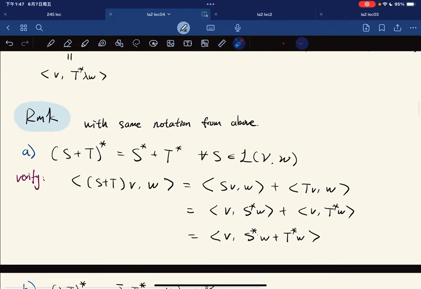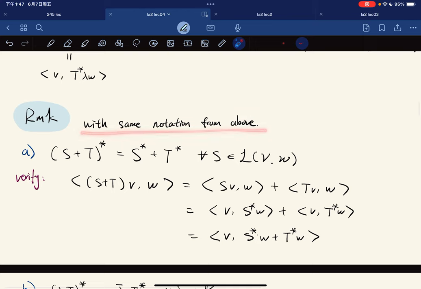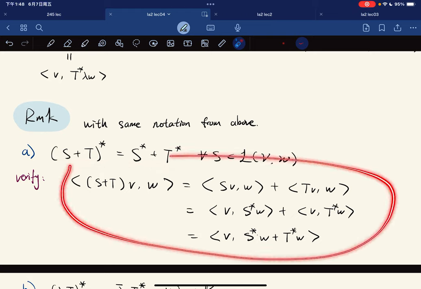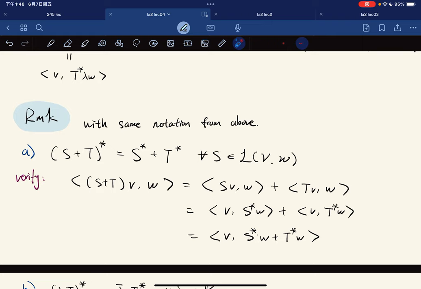Some remarks. With the same notation as above, we have this property: (S plus T) star is S star plus T star. And the verification is as below. I'll also just walk through this really quickly.